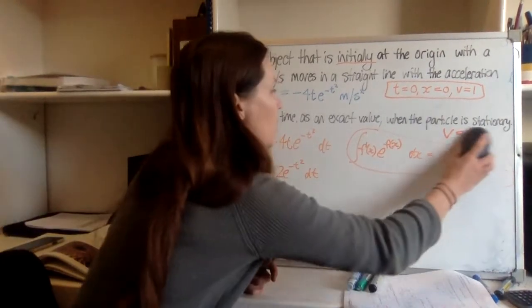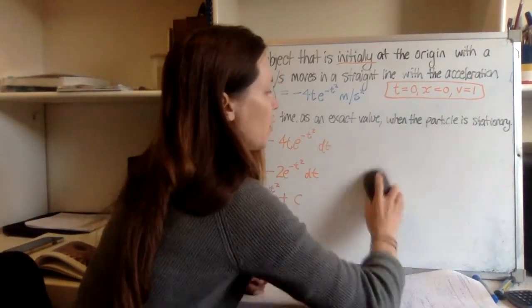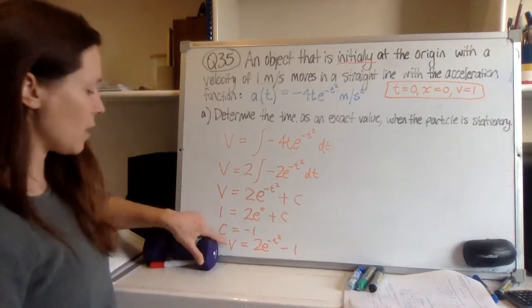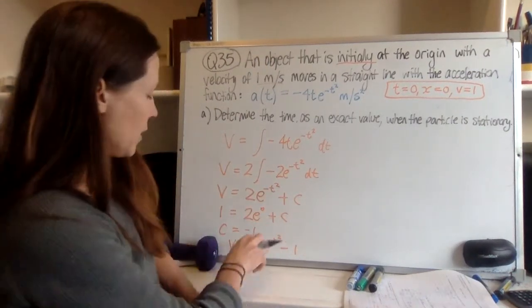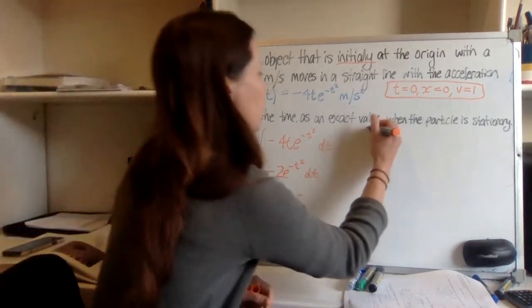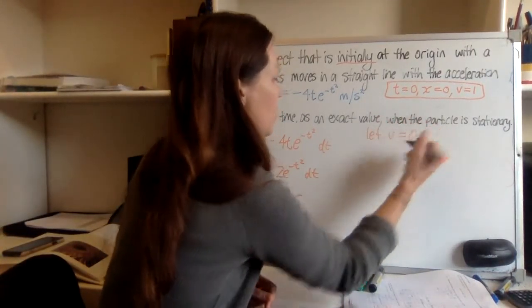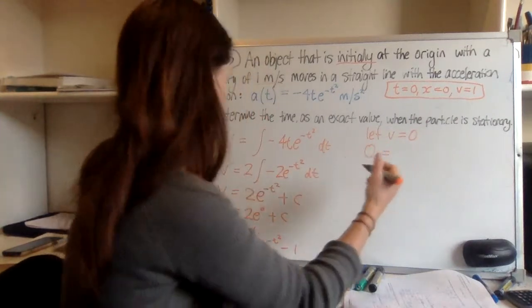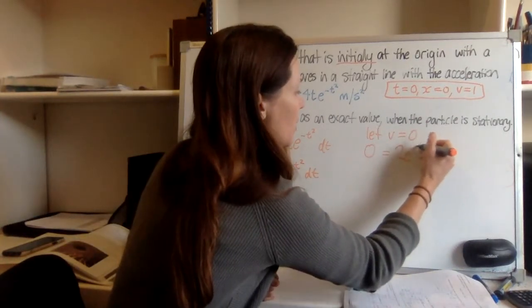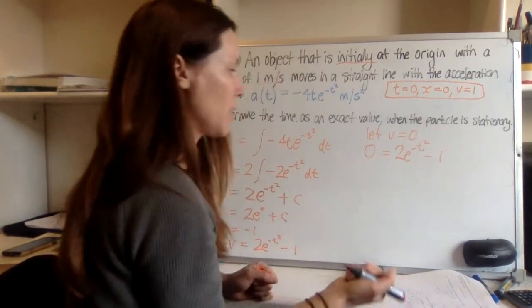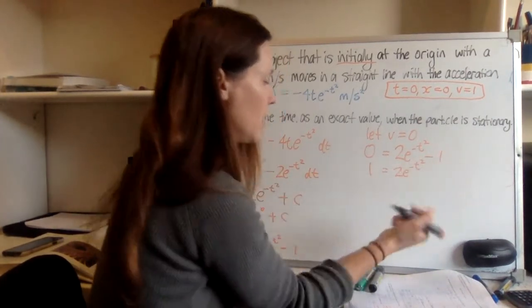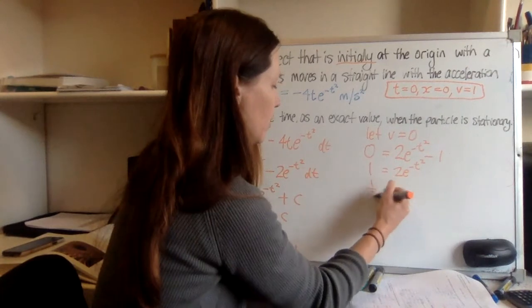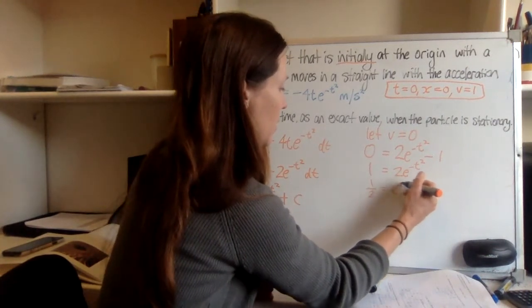All right, continuing on now, I need to solve this by letting v equal 0 and finding a value for t to see when that happens. So let's rewrite our formula for velocity now. We want to let v equal 0. So 0 is equal to 2e to the minus t squared minus 1. Adding 1 to both sides, I get this. Halving both sides, I get that.